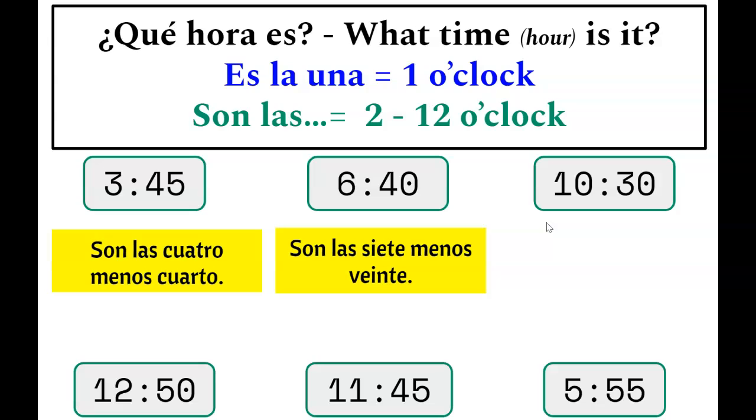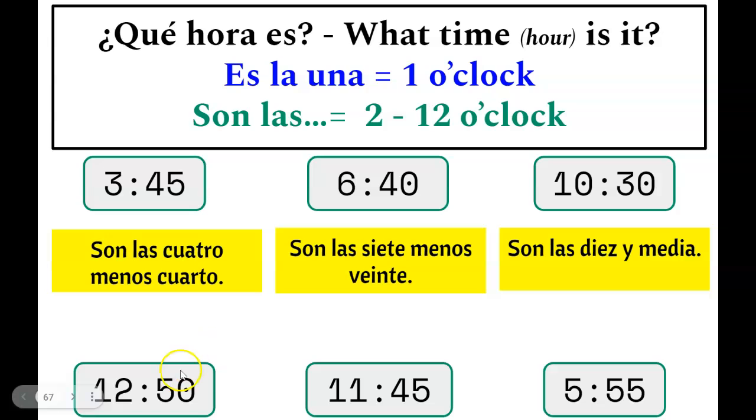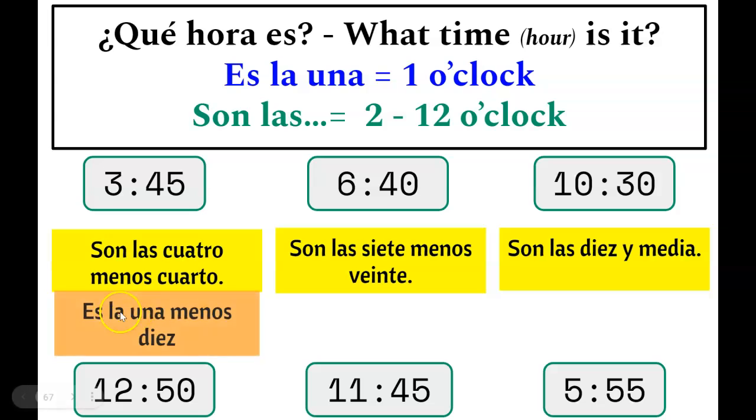10:30. 30. I know that's media, and I'm still at the end of the right side of the clock. So I'm going to use y. Son las 10:30. 12:50, 10 minutes till 1. So I'm using 10 for my minutes and 1 for my hour. Es la 1 menos 10. 10 minutes till 1.